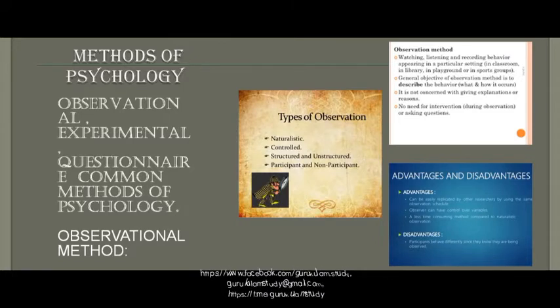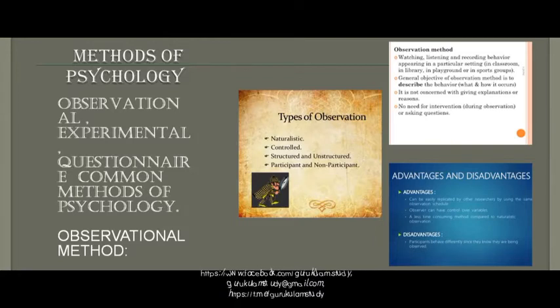From the word observation itself, it is clear what observation is. The general objective of the observation method is to describe the behavior. It is not concerned with giving explanation or reason. Here, in the goal of psychology, you only have to describe and not take any other goal. We are just describing, okay?